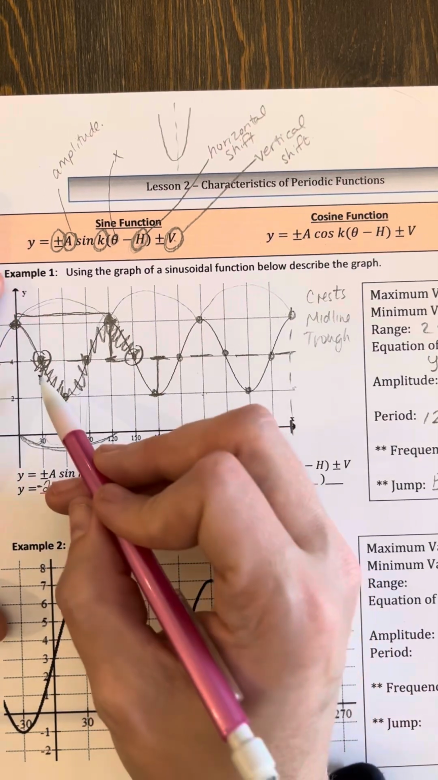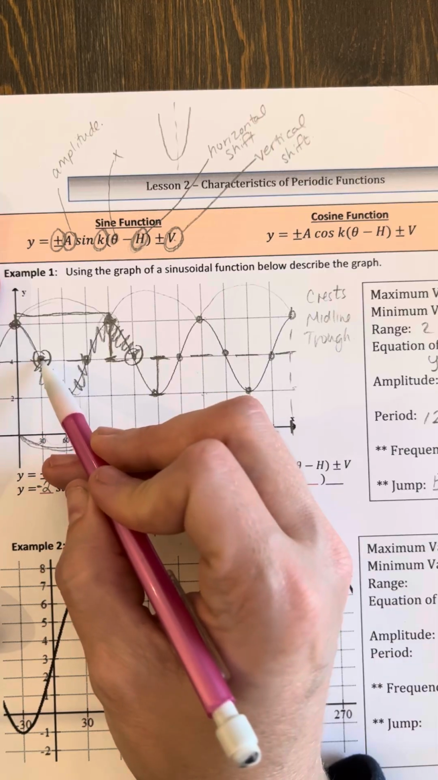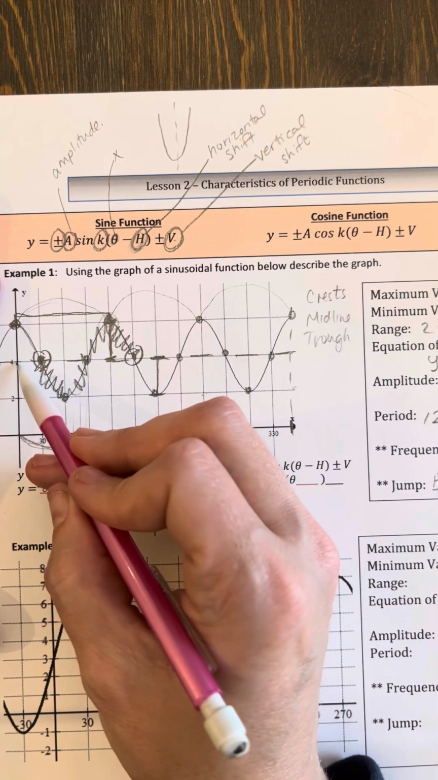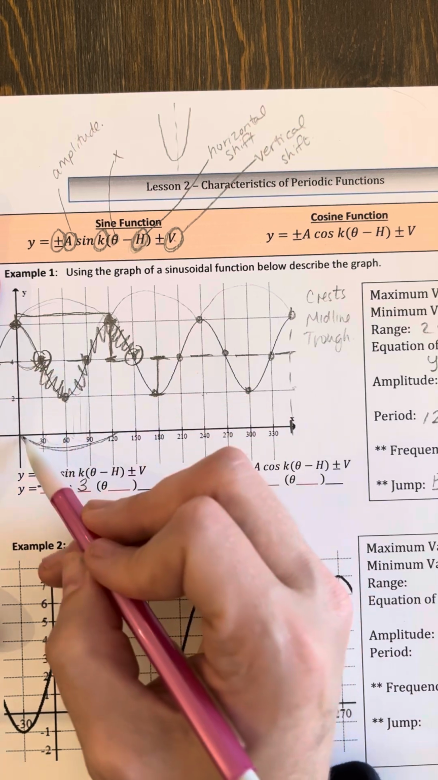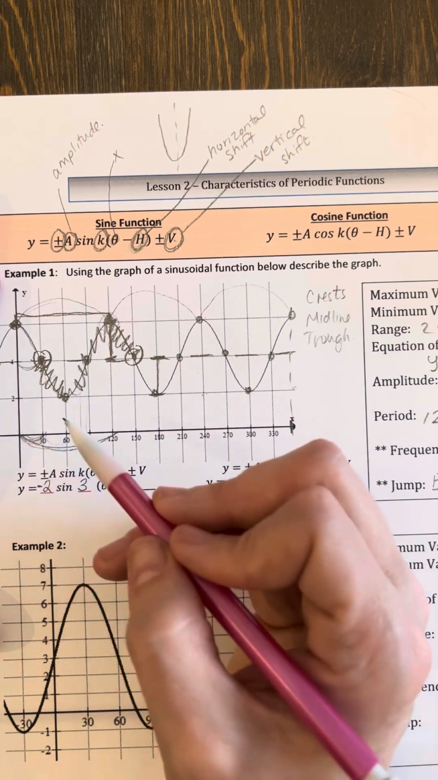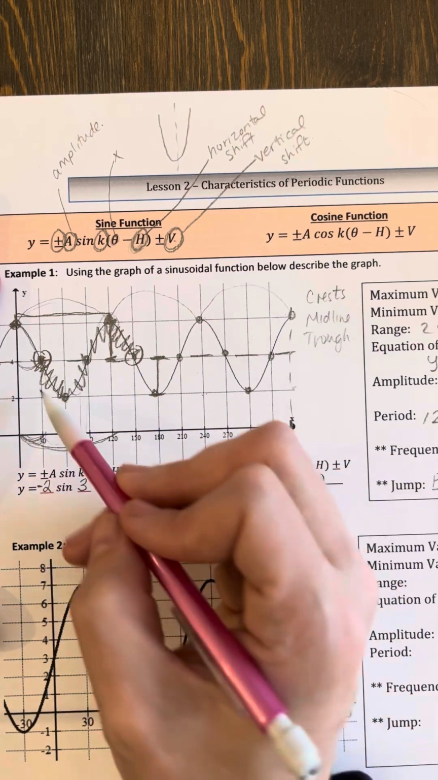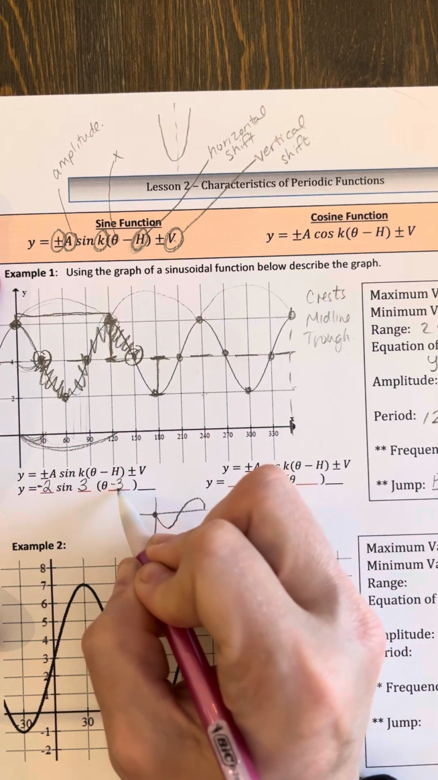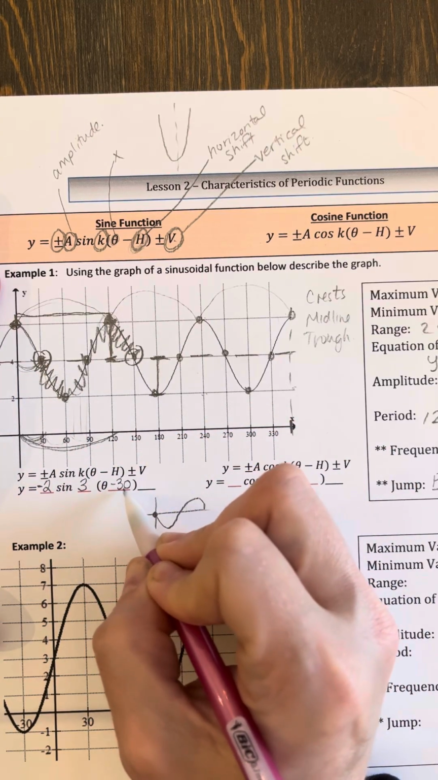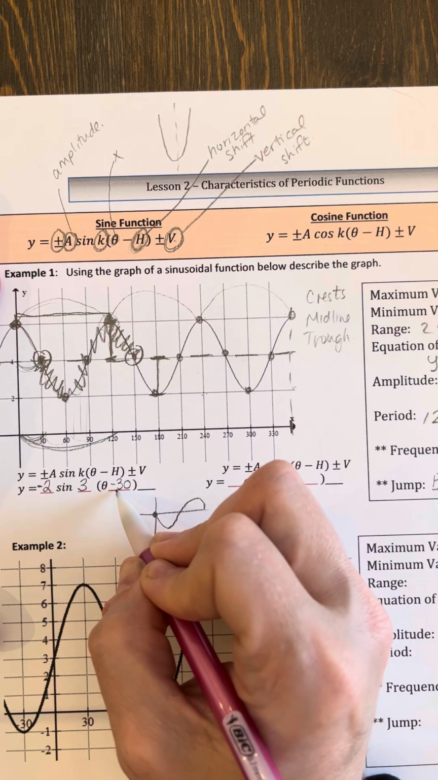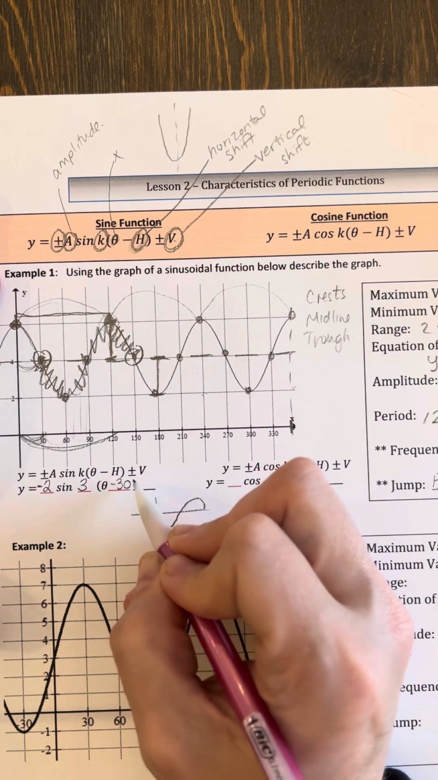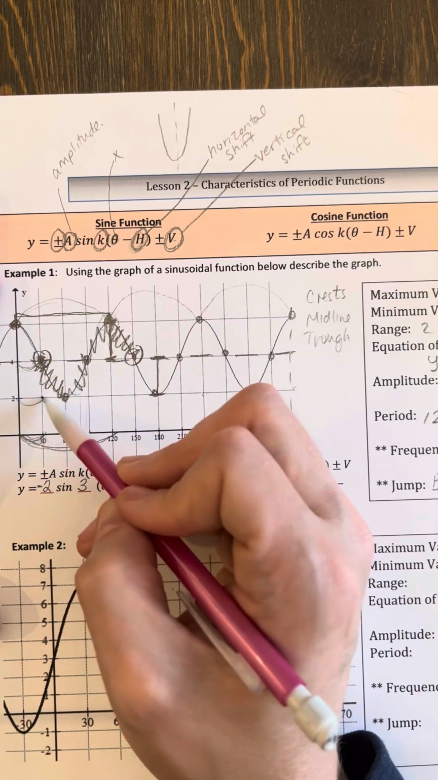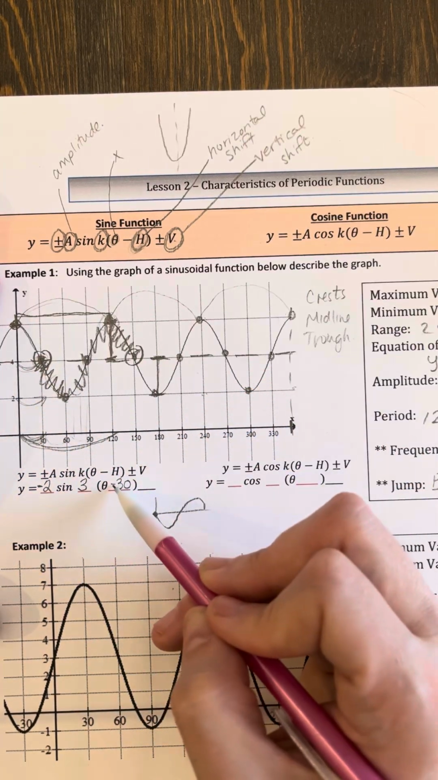But this graph is starting at its midline and going down. That start point is at 30 degrees, okay? So it's 30 degrees to the right of what the parent was. So since it's 30 degrees to the right, I put in negative 30. I put the opposite, 30 to the left. Okay? So whatever it shows up here, like 30 to the right to get started, I put the opposite, negative 30.